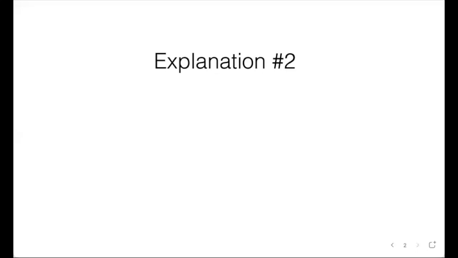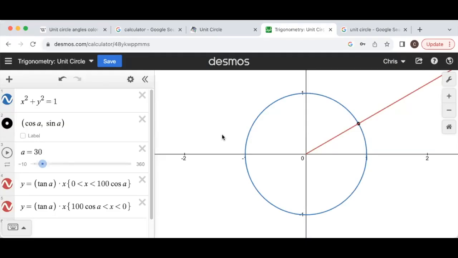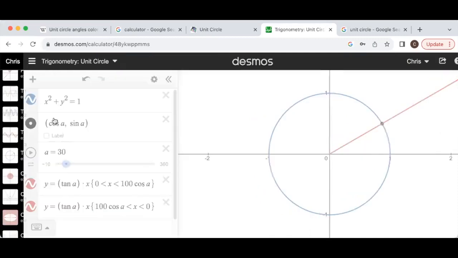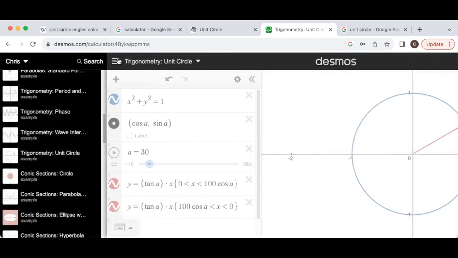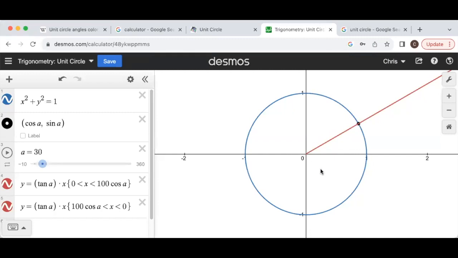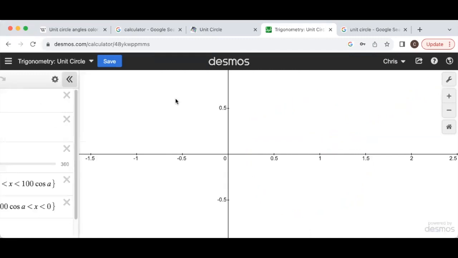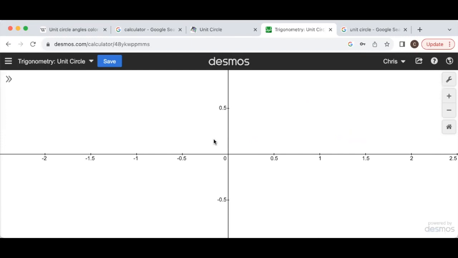In this video, we're going to continue to talk about the unit circle. This is the second explanation. This is Desmos.com. This is a unit circle. So there is a unit circle built into the website right here. I took that, I made a couple edits to it. So using this, let's discover the unit circle together.